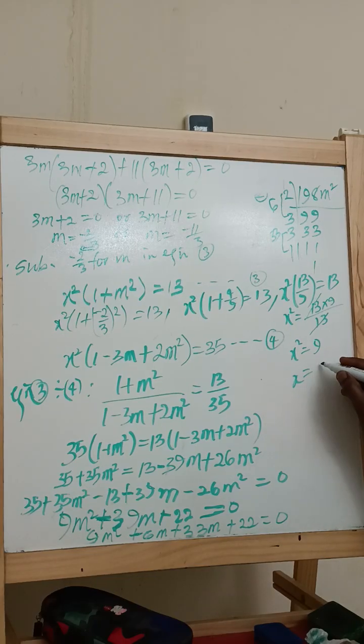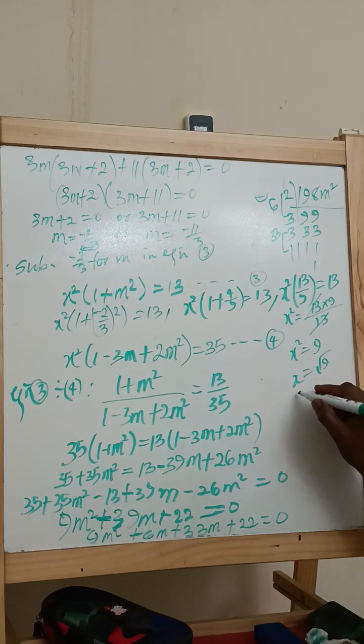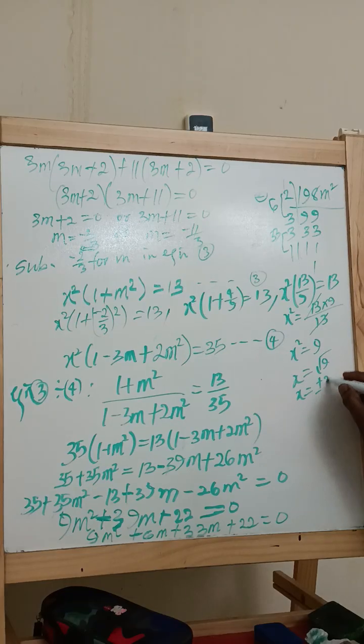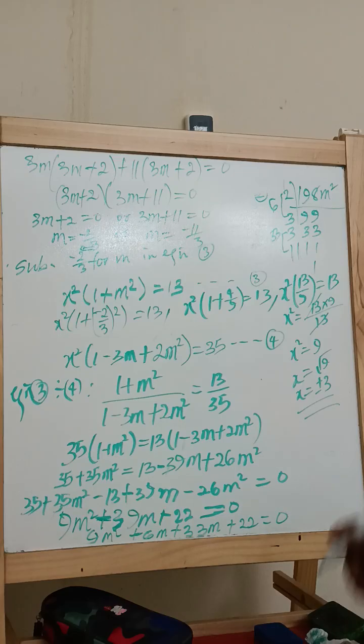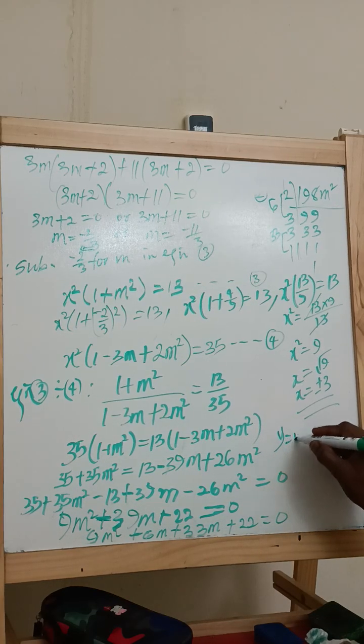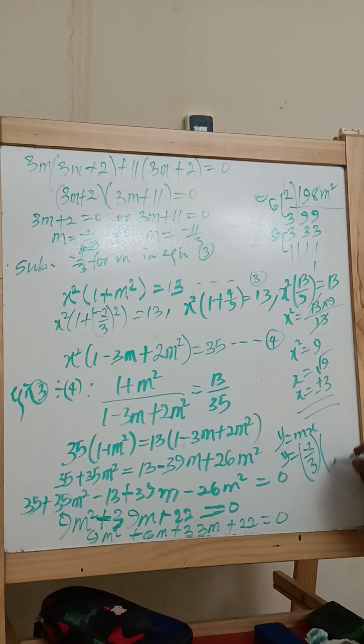And x will become what? Square root of 9. So x is what? Plus or minus 3. So we have been able to get x to be what? Plus or minus 3. And y is what? Is equals to mx. So y is now going to be m, which is what? Minus 2 all over 3. Then x plus or minus 3. So 3 will cut 3.